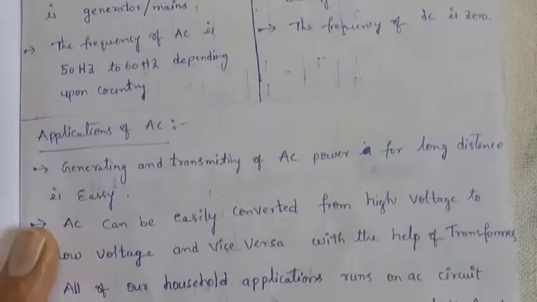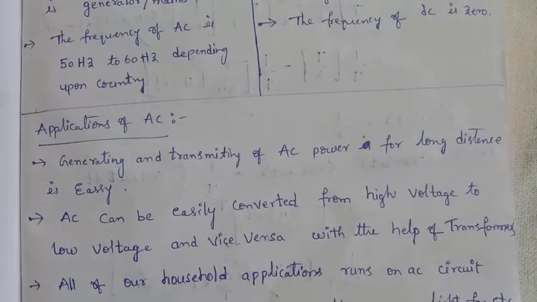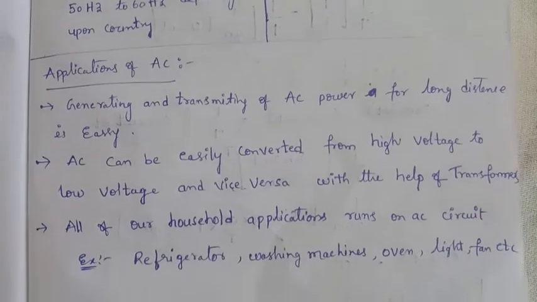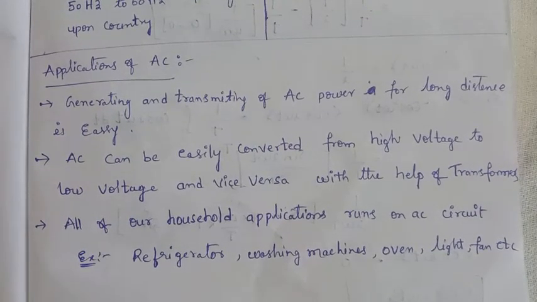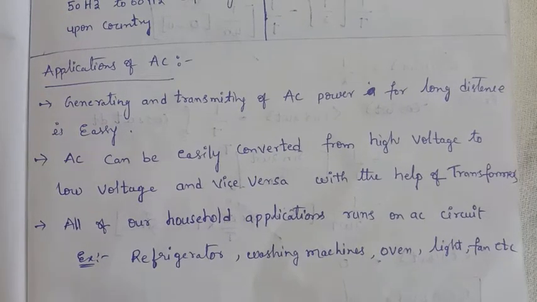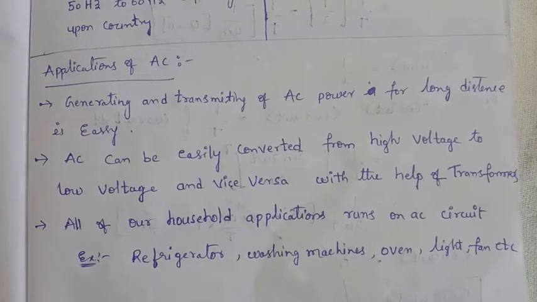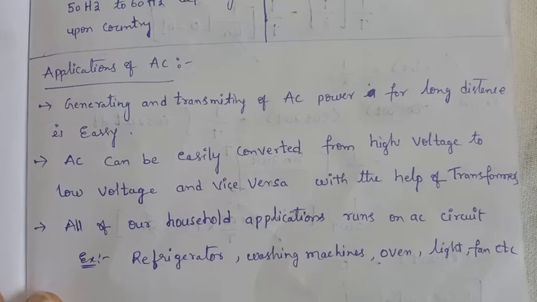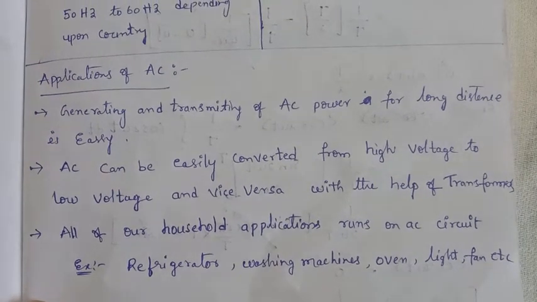And what are the applications? For long distance communication we can use alternating current, and for household applications we use alternating current for refrigerators, washing machines, ovens, and fans. And one more very good example is the transformer, which is your next topic. Here the alternating voltage or alternating current has to be changed from low to high or high to low, which is done by using a transformer.